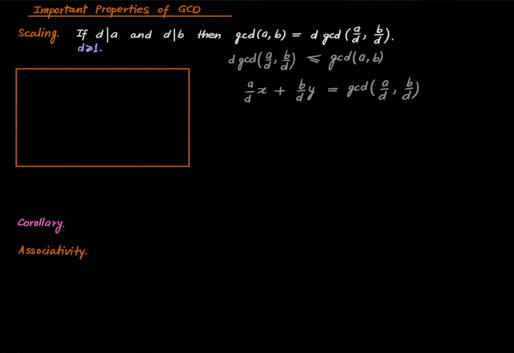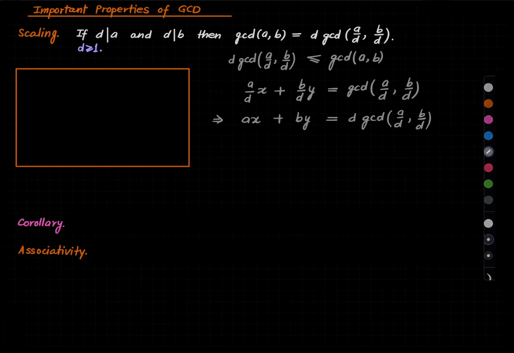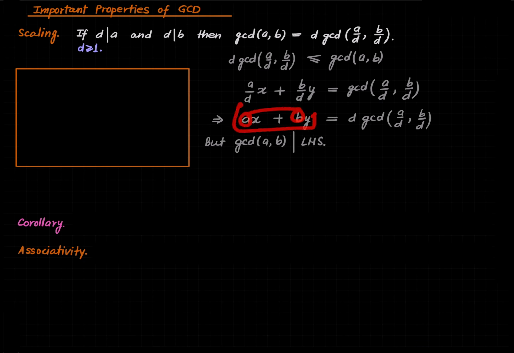Now multiply by d on both sides. We get this equation, but the GCD of a and b divides the left-hand side of this equation. GCD of a and b divides both a and b, and hence it divides the left-hand side, and therefore it also divides the right-hand side, and hence it cannot be more than the right-hand side.